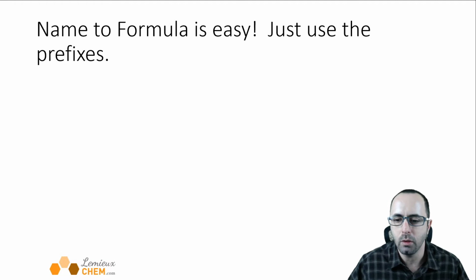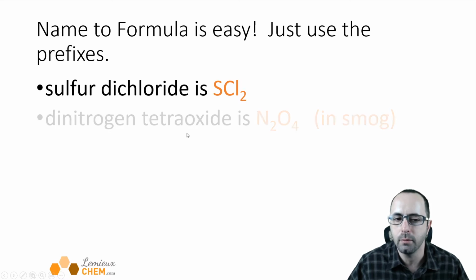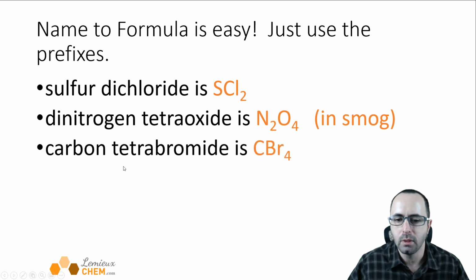Now going from name to formula, you use the prefixes here. If we say sulfur dichloride, the di means 2, and there's nothing written in front of the sulfur, so we have 1 sulfur, 2 chlorines. Sulfur dichloride. Dinitrogen tetraoxide, N2O4, 2 nitrogens, 4 oxygens, and we ended with ide. This is the brown chemical in smog. Carbon tetrabromide, 1 carbon, 4 bromines. Okay.